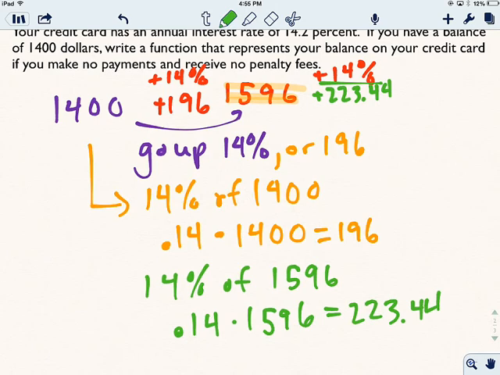So 14% of $1,400 is $196. And that gives you an increase next year of $223.44. And so in this case, when it goes up by 14% again, you end up with $1,819.44. And so when you're looking at this, a constant percent change based on the interest rate actually creates a non-constant, non-linear change. It's going up by more and more. It's not changing by the same amount every time.